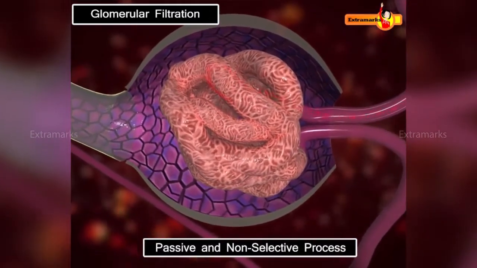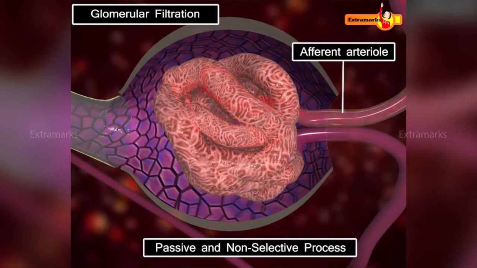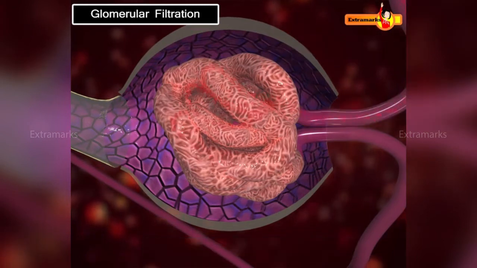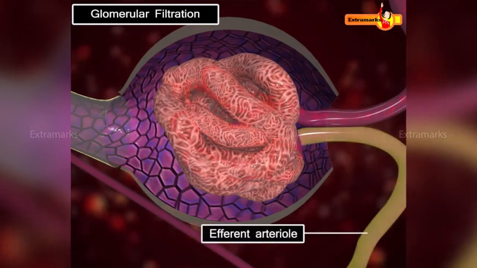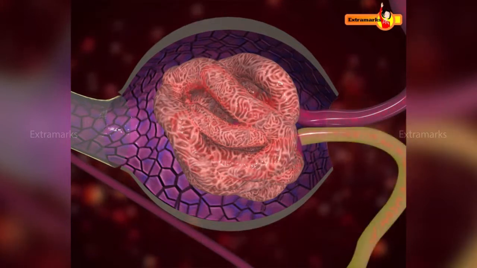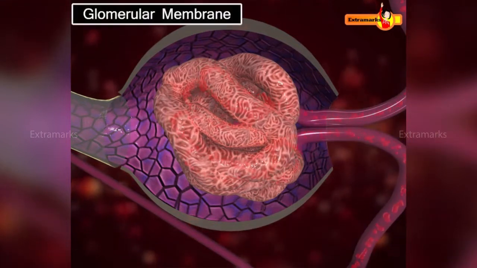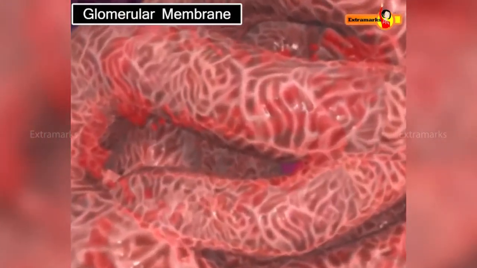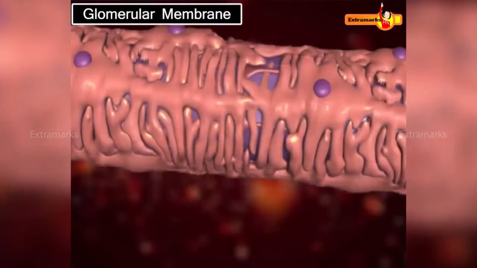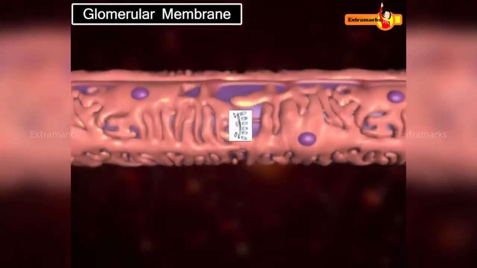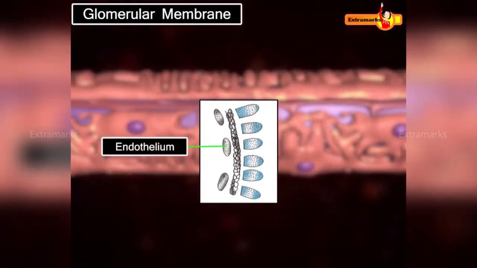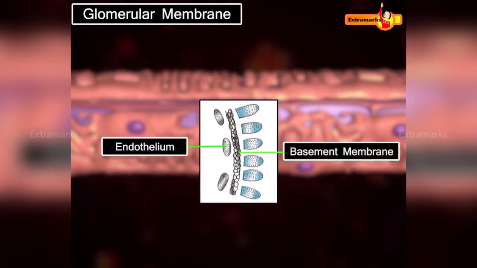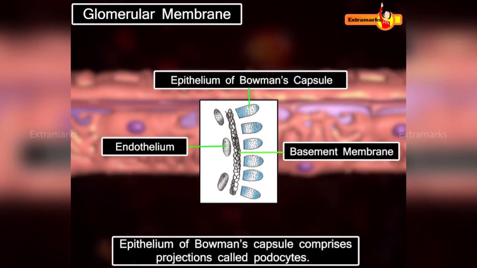Blood enters into the glomerulus through the afferent arteriole. Filtered blood passes out through the efferent arteriole. Filtration of blood is done through three layers of the glomerular membrane. These layers are the endothelium of glomerular blood vessels, basement membrane, and epithelium of Bowman's capsule.